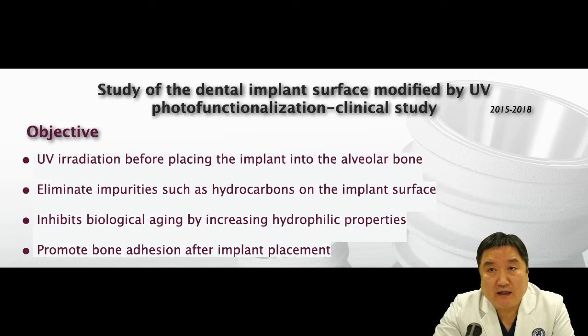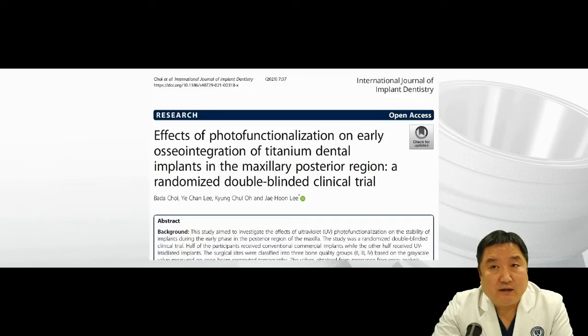Next, I'd like to share my clinical study that was performed on implant patients of Yonsei University Dental Hospital from 2015 to 2018. That was published this year. This is the first clinical study to see the effect of photofunctionalization in Korea.